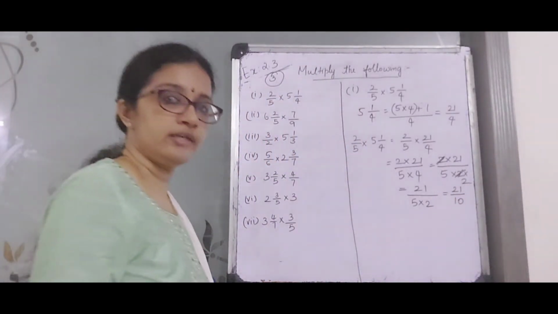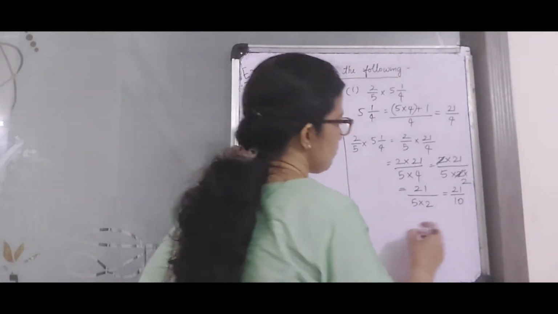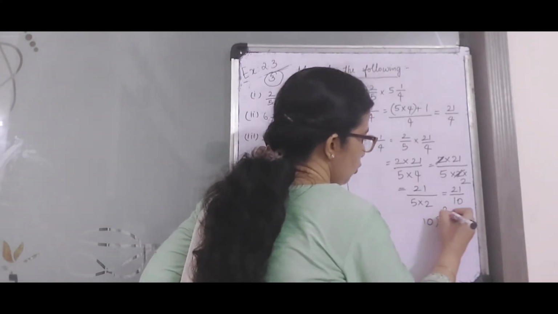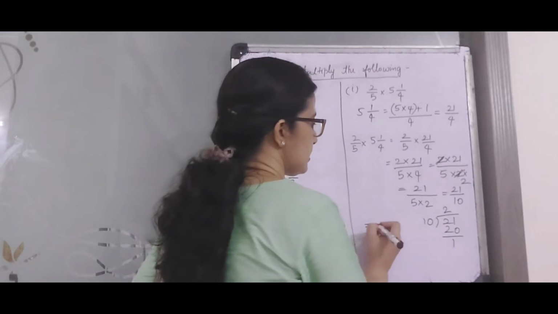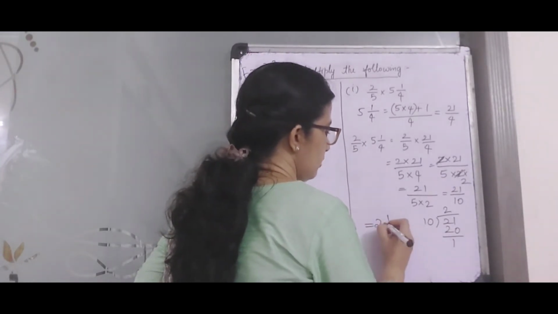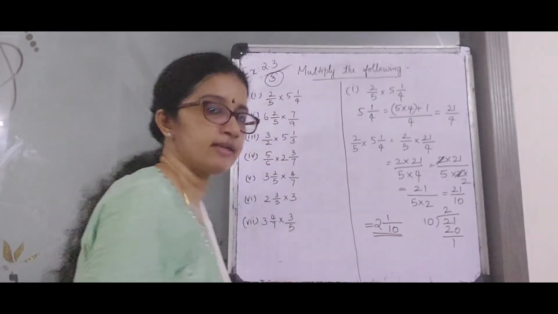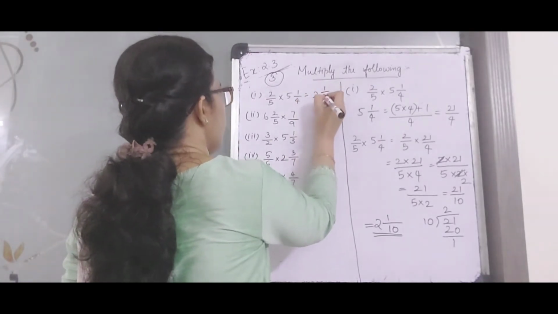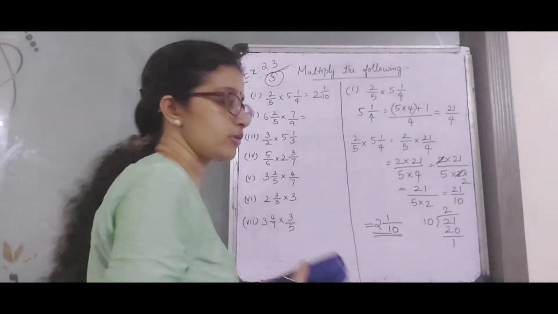Okay. Now this 21 by 10 is an improper fraction which we have to convert it to mixed fraction. Okay. So 21 by 10 if we do, 2 into 10 is 20, remainder 1. So the answer is quotient is 2, remainder is 1, divided by divisor is 10. So 2 1 by 10 is the answer. So here the answer is 2 1 by 10. Okay. Now let's go into the next problem.